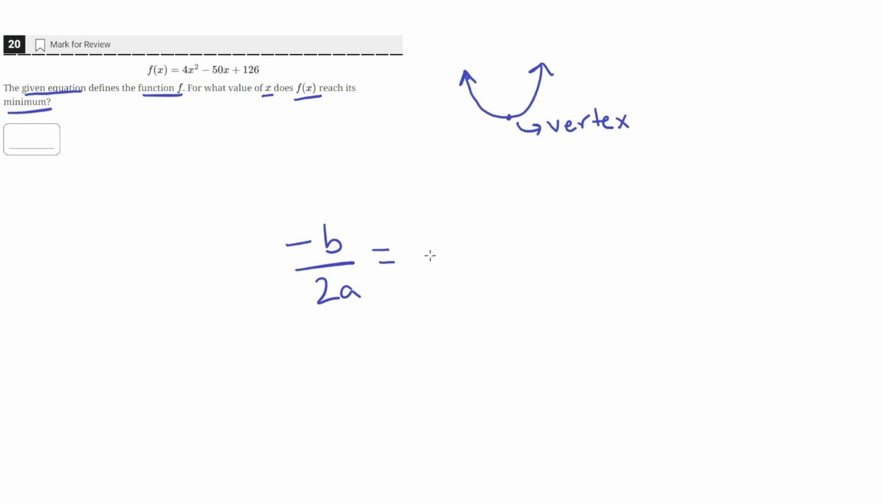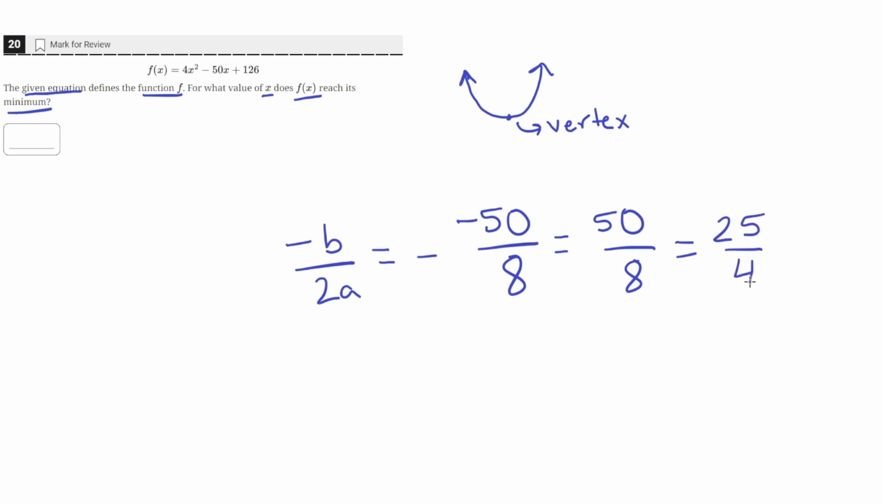And the vertex for any quadratic is at x equals negative b over 2a, where the b value is the coefficient of the x term and a is the coefficient of the x squared term. So in this case, the x value of the vertex is equal to negative negative 50 over 2 times 4, which is 8, which is just equal to 50 over 8, or 25 over 4, which is the answer.